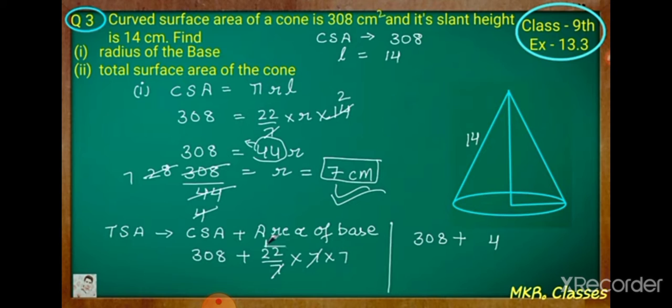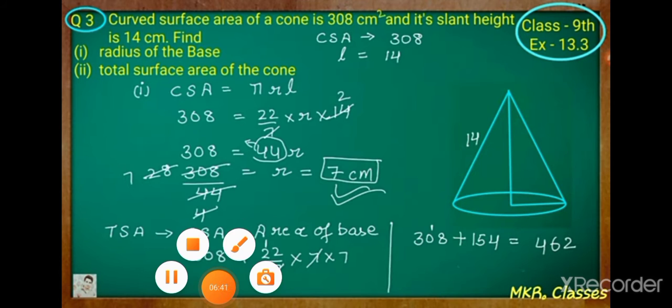So we can add 308 and 154, and it gives us 8 plus 4, 12, 2 carry 1, 6 and 4, 462, right? It will be 462. So this is the answer of the third one.